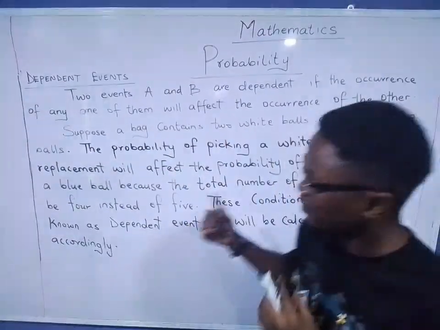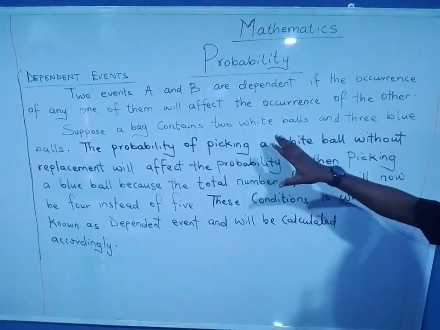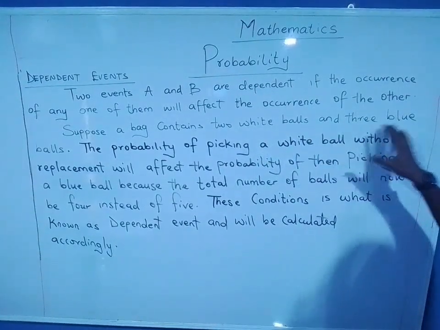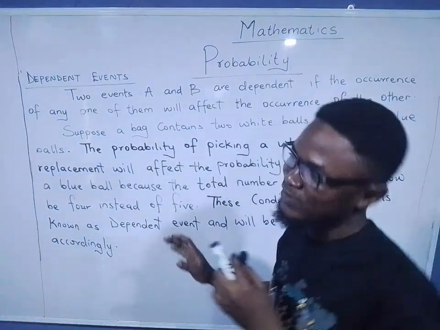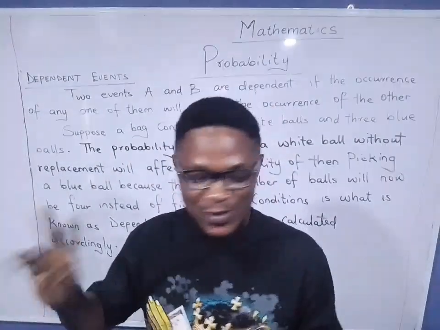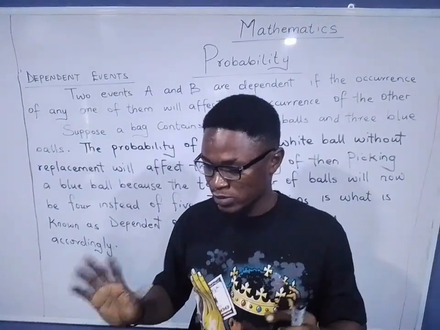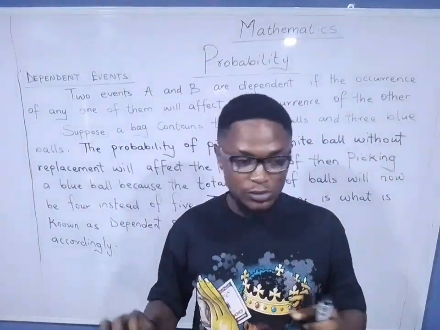Now, I gave an example on the board. If we have a bag that contains 2 white balls and 3 blue balls, Wisdom is not here. All right, so we have 2 white balls and 3 blue balls. Now, we have a total of what? 5 balls inside the bag. Is that not so? Good.